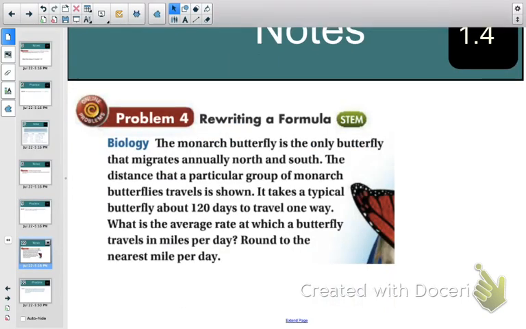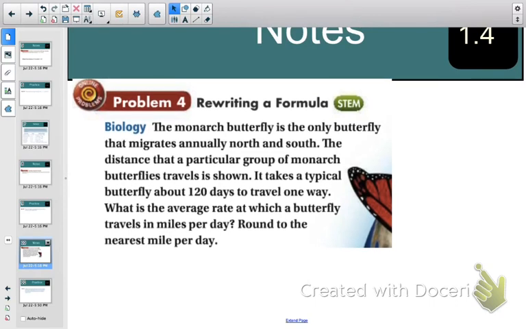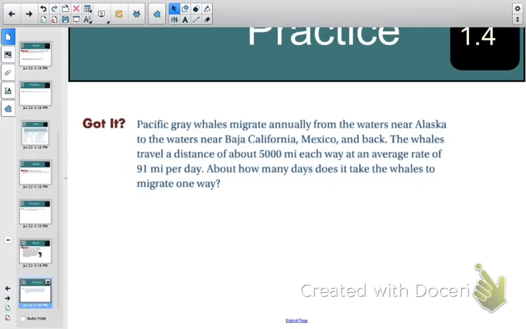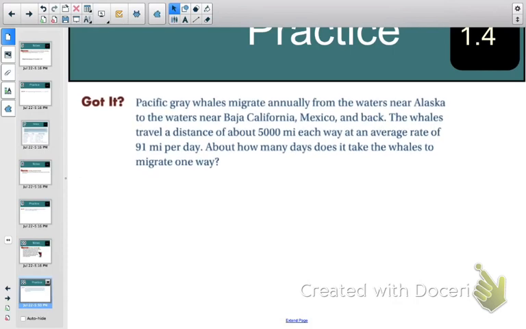Alright. Okay, last one we will do. This says the monarch butterfly, which you can see half of its wing right here. The monarch butterfly is the only butterfly that migrates annually north and south. The distance that a particular group of monarch butterflies travels is shown. It takes a typical butterfly about 120 days to travel one way. What is the average rate at which a butterfly travels in miles per day? Okay, so I clearly didn't read this question before I cut it out because I didn't put the distance here, which was supposed to be shown in the picture. So let's skip this one. I would much rather read about gray whales migration instead of butterflies. So let's do this one instead.